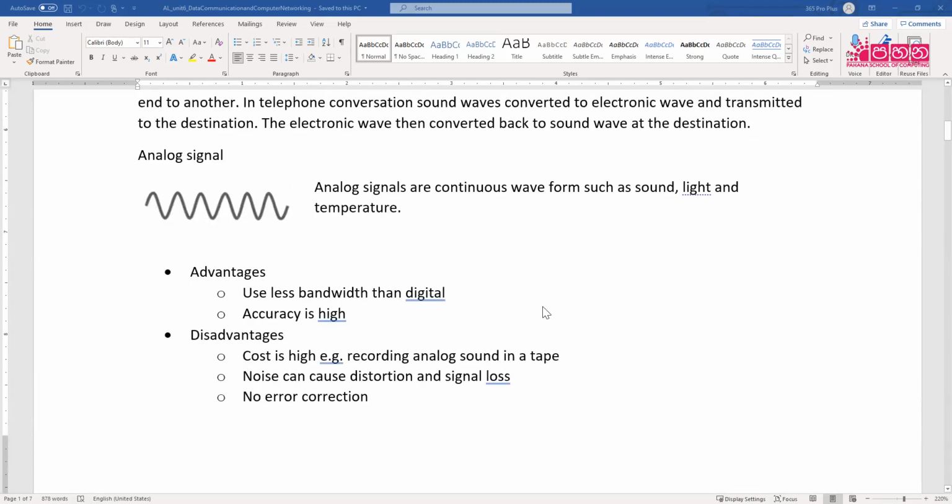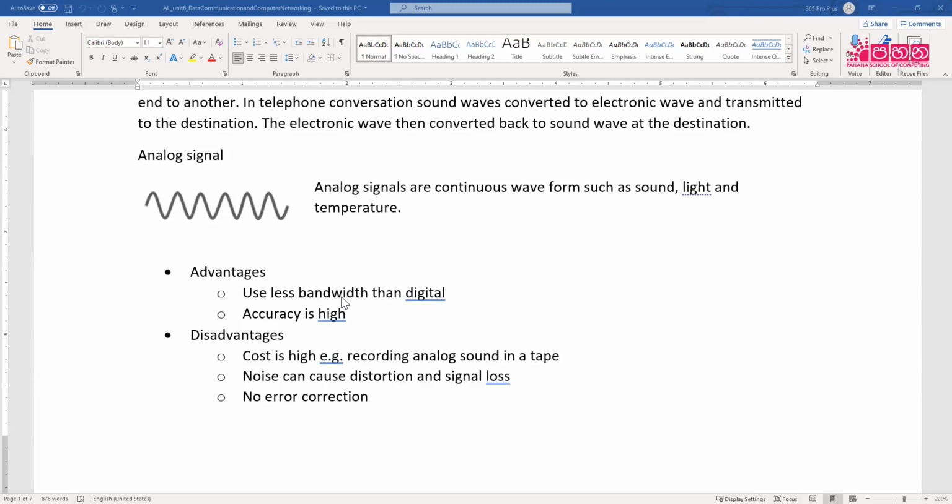Now, what are the advantages? One thing is you need less bandwidth. Bandwidth means the number of bits per second. We are going to talk about measuring the data and also the transmission. The amount of data that you need to transfer for the signal is very limited, so we can say bandwidth is very limited. And also the accuracy is high.